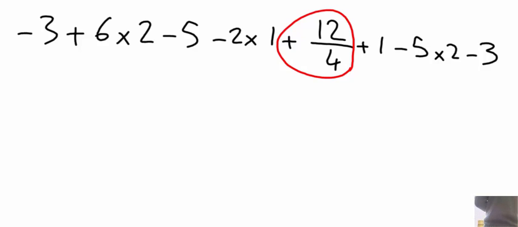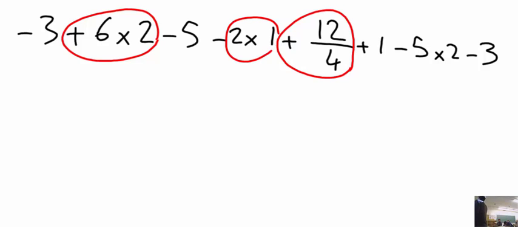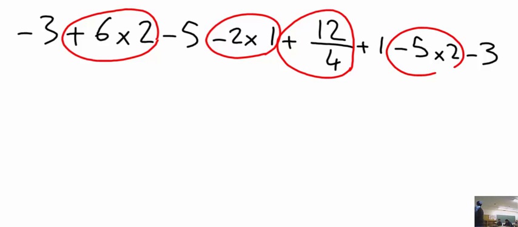So is there any division? No. Next, I am looking for multiplication. I see one multiplication here, including the sign, and I see another multiplication here, and I forgot to include the sign. That means I will be making a mistake soon. So don't forget to include the sign. And then I see one more multiplication. This time I am not going to forget the sign. So this is what you need to do first.